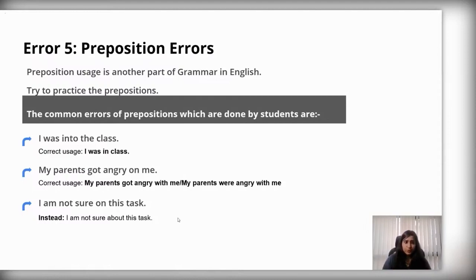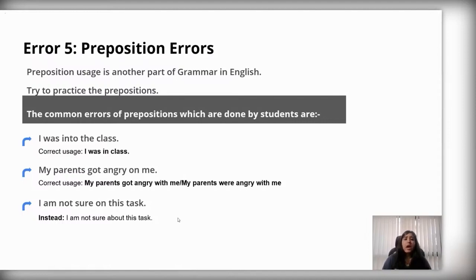So for example, I was into the class. So correct usage would be I was in class. Okay, so you don't need to add into, you can just say in. All right, so another example, my parents got angry on me, right? So it doesn't really sound right. The correct way of saying it would be my parents got angry with me, or my parents were angry with me, right? With you, not on you, okay?